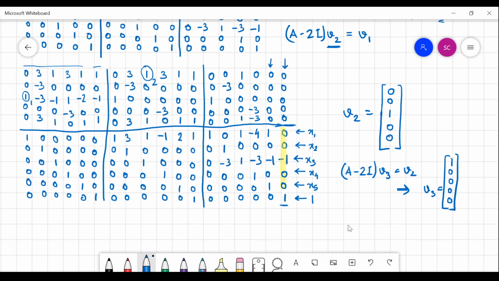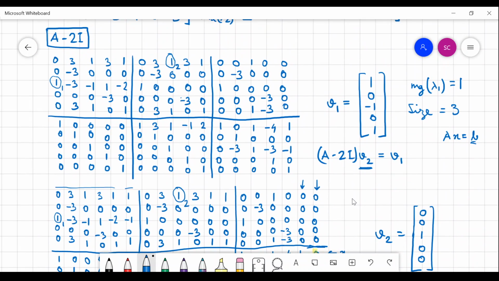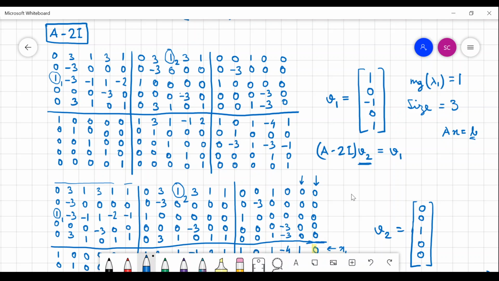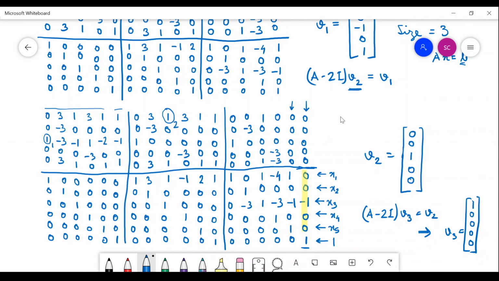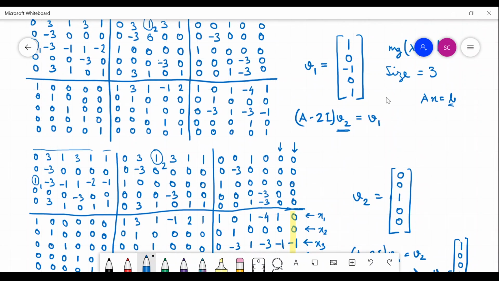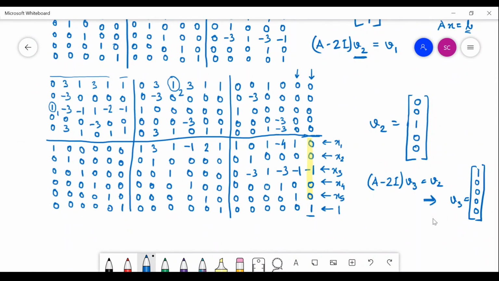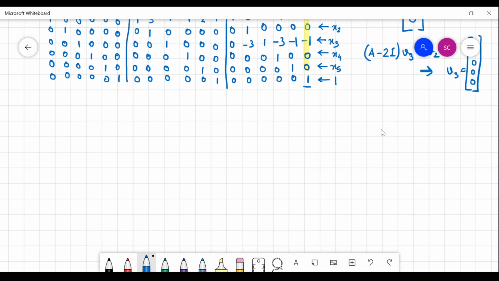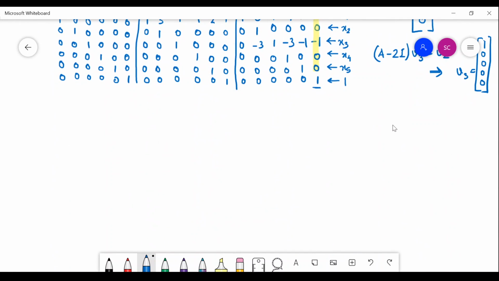So all the three generalized eigenvectors are found for the eigenvalue 2, and we don't have any further vectors to calculate because the size of the Jordan block is 3 only. We don't need to find out v4. So we stop here. We have found all the eigenvectors we needed, but that is for A minus 2I.